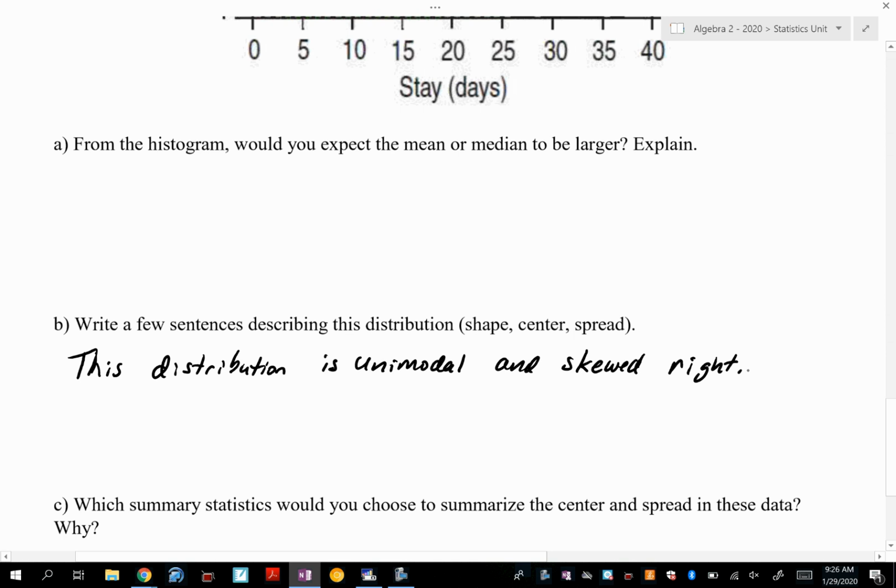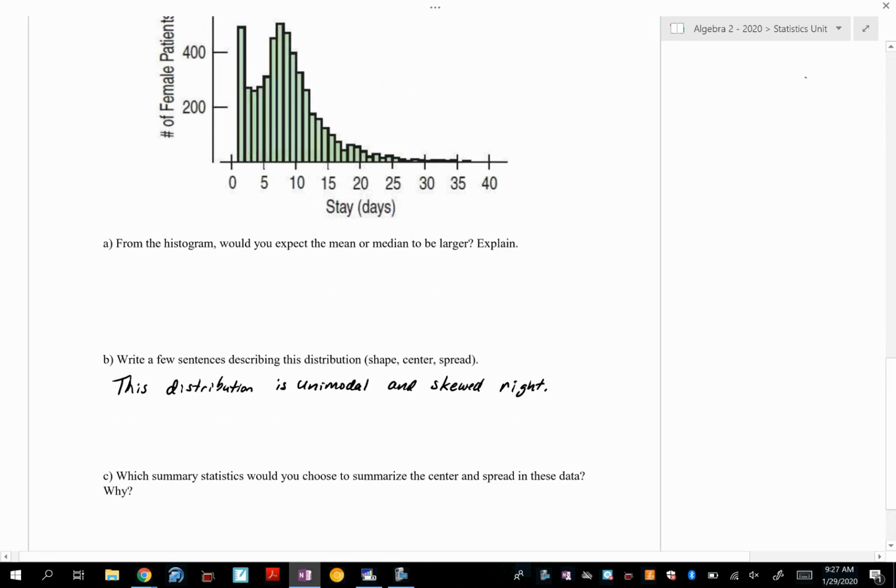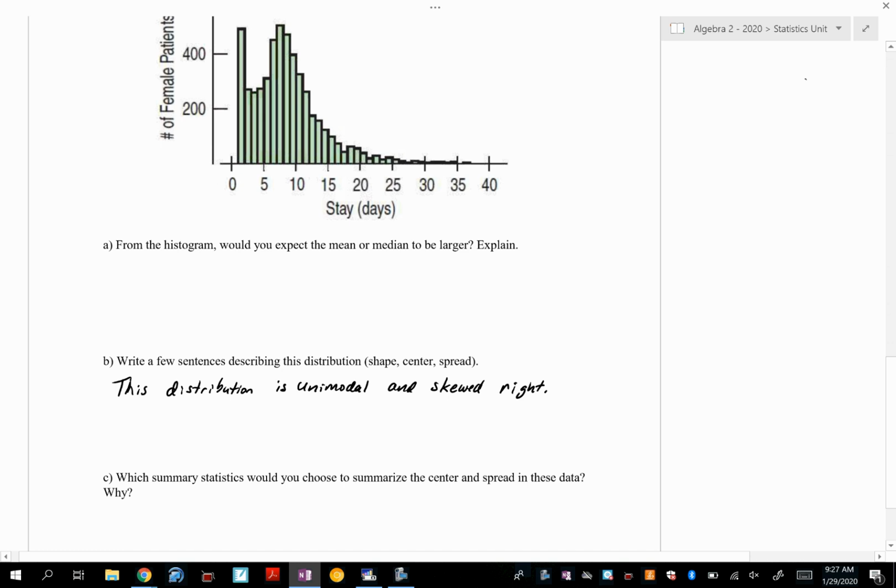So let me just give you some more context of what that means about skewed to the right. It means the majority of our female patients for this year, these hospital stays, were probably less than 10 days, right? Here's 10 days. So the majority of our hospital stays are less than 10 days. But as you move to the right, you're getting very few women that are spending a long time in the hospital, right? 20 to 25, 30 days. You're talking about into a month they're in the hospital. So because you have very few women that are spending a long time in the hospital, it's causing that skewness to the right.